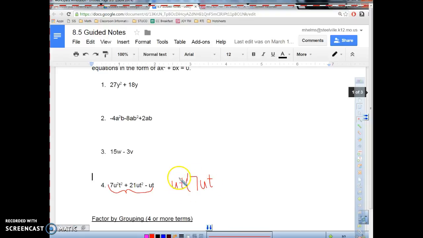Then you ask yourself, what times ut gives you 21ut squared? That's going to be 21t. And what times ut gives you negative ut? And so that's going to be minus 1. Now to check your answers on 1, 2, 3, and 4, you can redistribute those. If you redistribute those, you should get what you originally had.